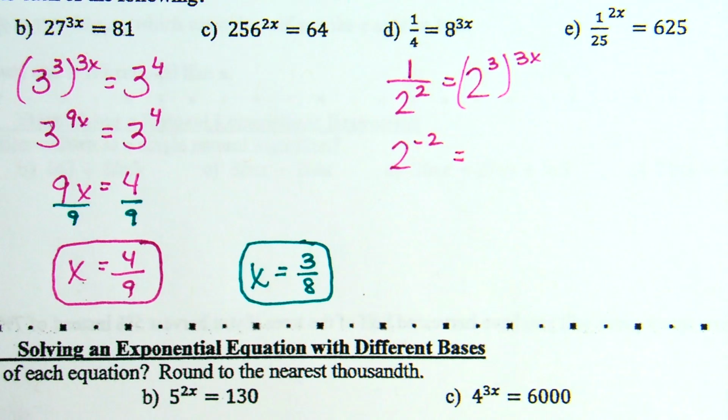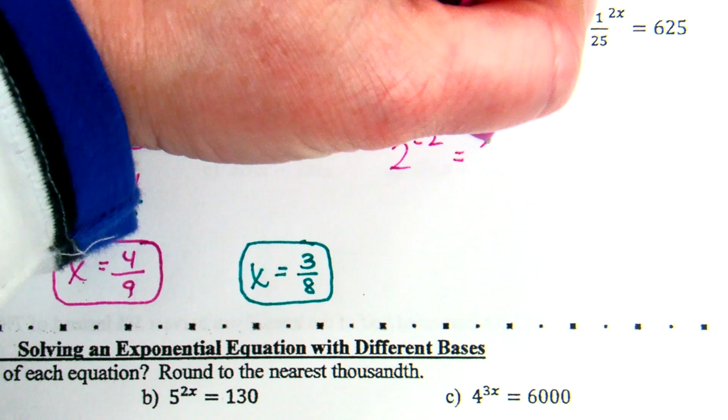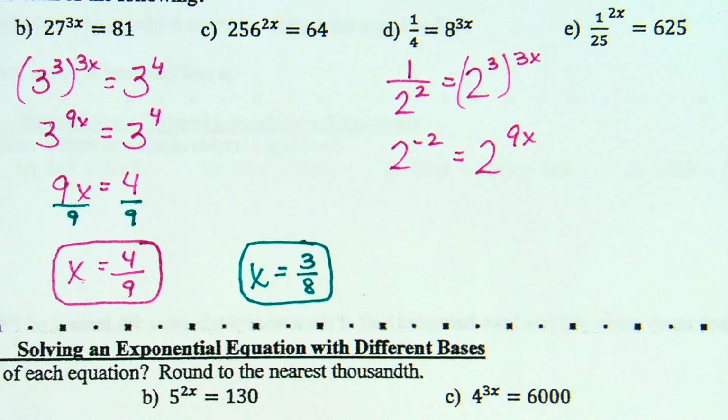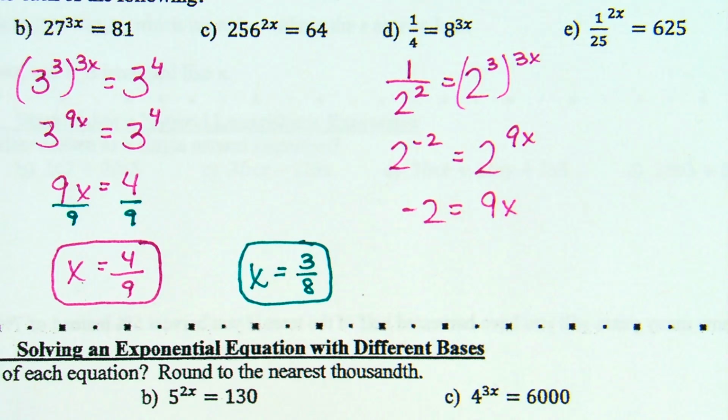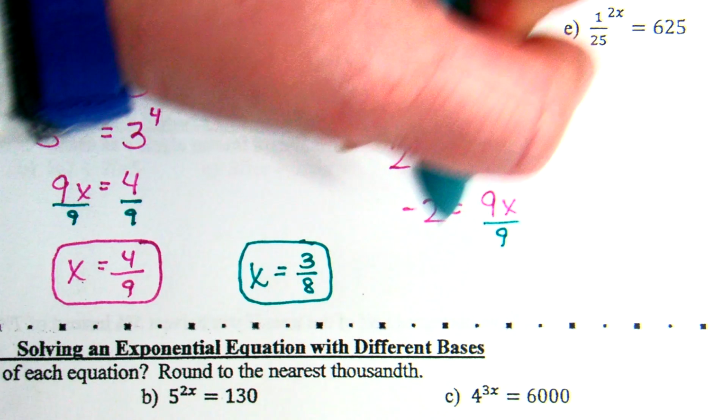2 to the 3rd raised to the 3x is really 2 to the 9x. 3 times 3x is 9x. And now does this problem look like all the others? My bases of 2s are the same, so drop the 2 bases and negative 2 equals 9x. Be careful, how do I solve for x? Divide by 9, because what do we need to get away from x? The 9. So divide by 9.